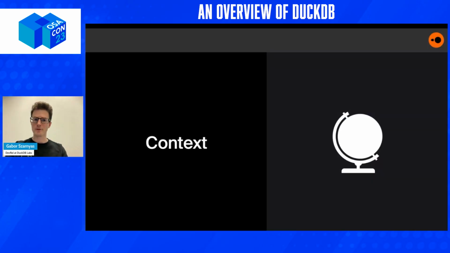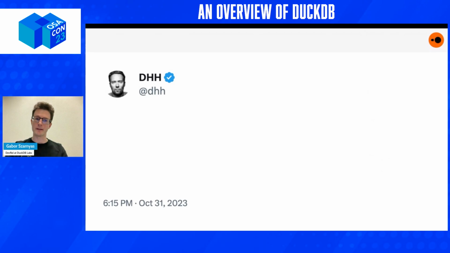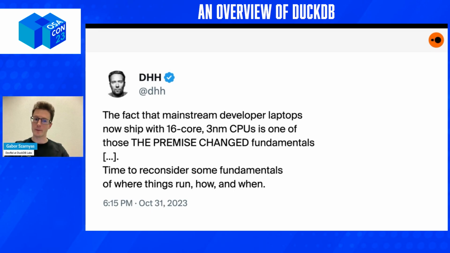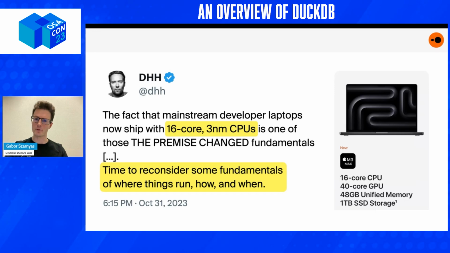So what's the context for this work? Why does the world need yet another database? I think a good starting point is this tweet that was made in late October by DHH, David Heinemeier Hansen, when he said, "The fact that mainstream developer laptops now ship with 16-core 3-nanometer CPUs is one of those the premise changed fundamentals." And he argues that it is time to reconsider some fundamentals of where things run, how, and when. And of course, what he likely had in mind was Apple's announcement of the latest MacBook Pro lineup.